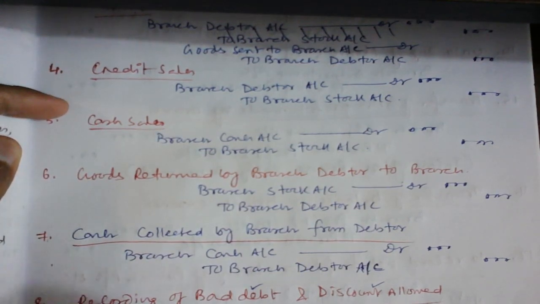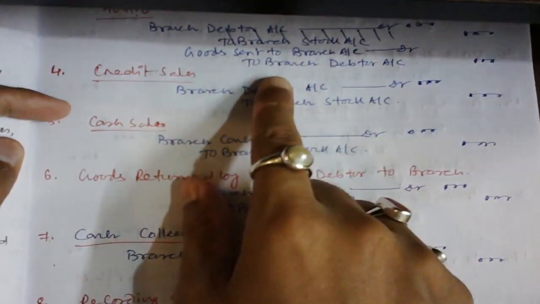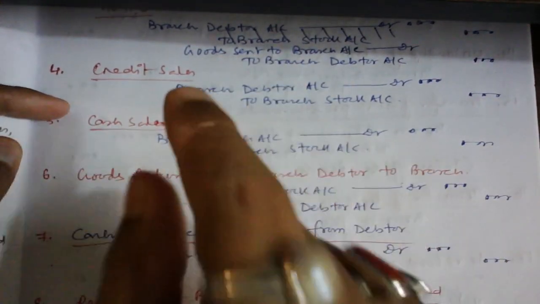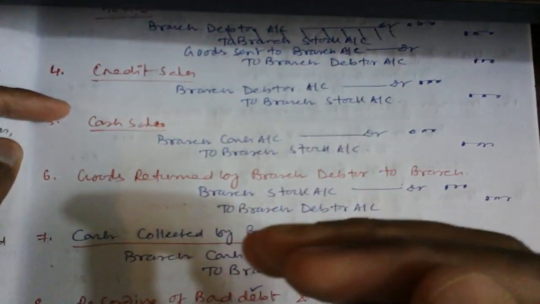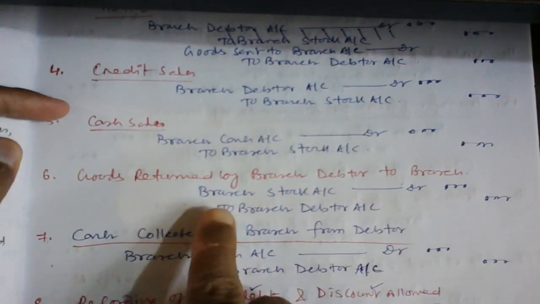See, when goods are returned by the branch debtor directly to HO, then GSTB account debit to branch debtor. I am making a short abbreviation. When goods are returned by the branch debtor to the branch, then branch stock to branch debtor.